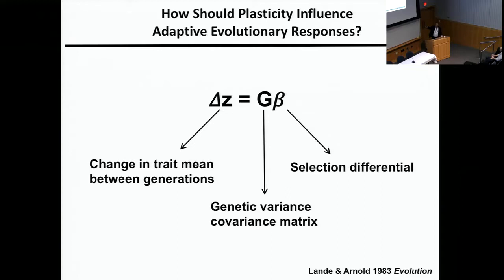So in simple speak, just how traits are correlated with one another, and how strong selection acts directly on those traits and indirectly, so the selection differential. So I think the first question that I wanted to ask is, well, how does plasticity affect the two major terms of the model? How does plasticity affect trait correlations, and how does plasticity affect the strength of selection?